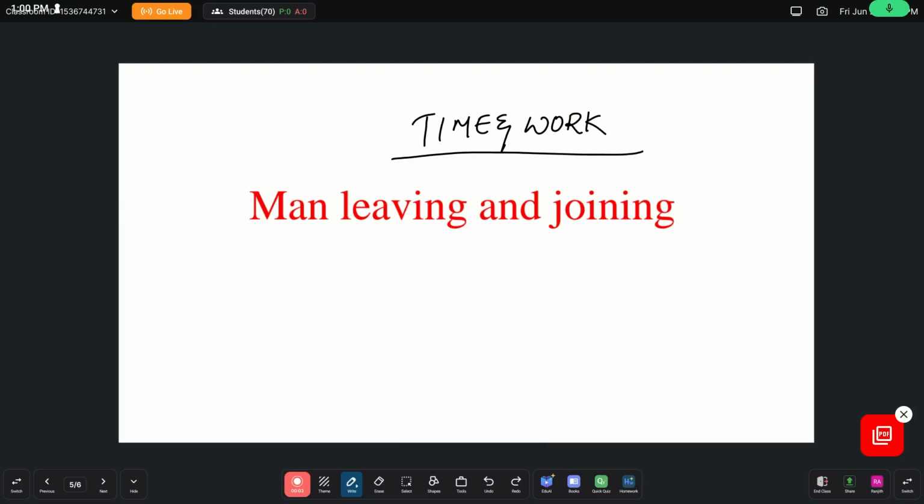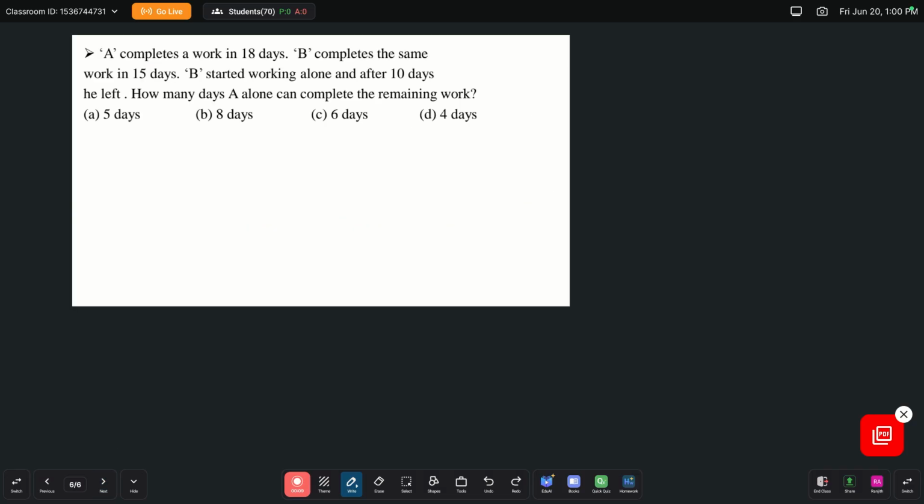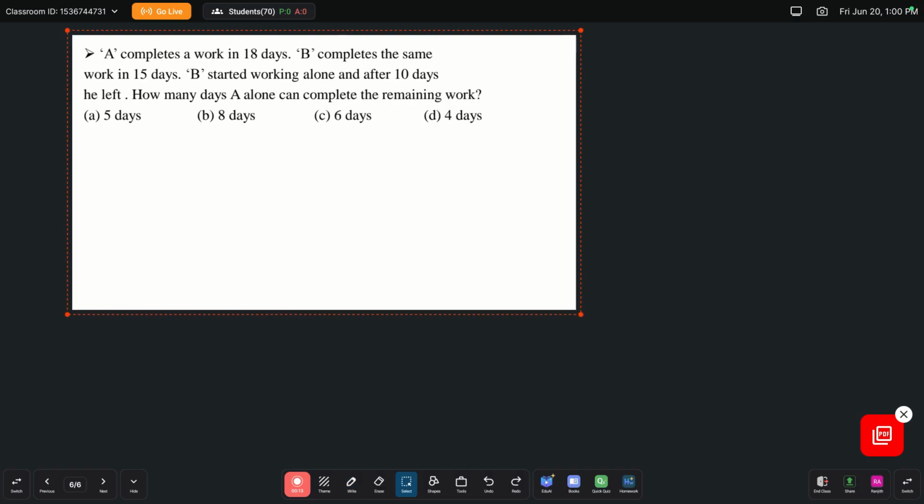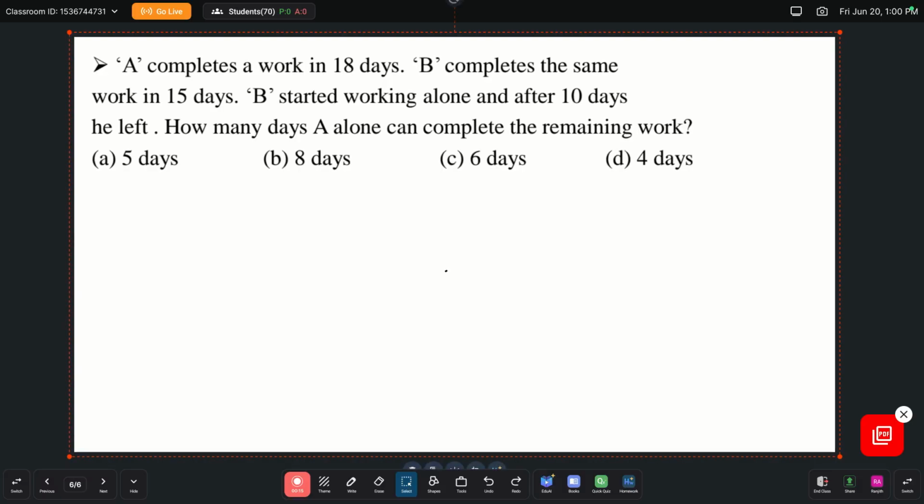Now, in time and work, we are discussing the man leaving and joining concept. The question is: A completes a work in 18 days, B completes the same work in 15 days. B started working alone and after 10 days he left. How many days can A alone complete the remaining work?